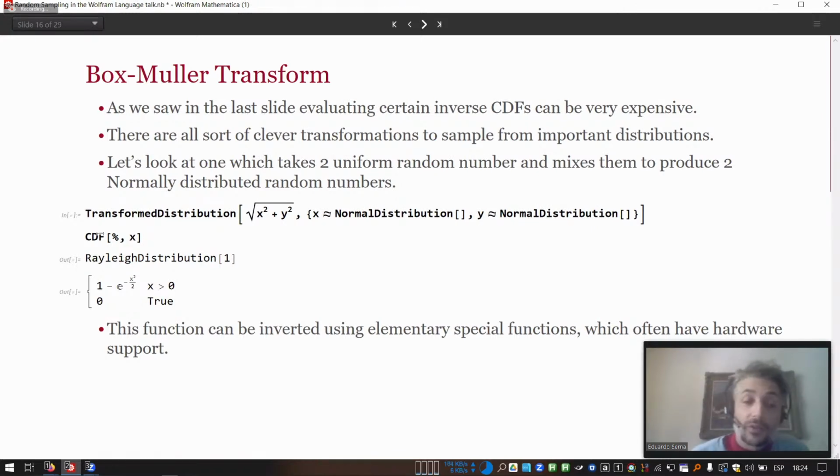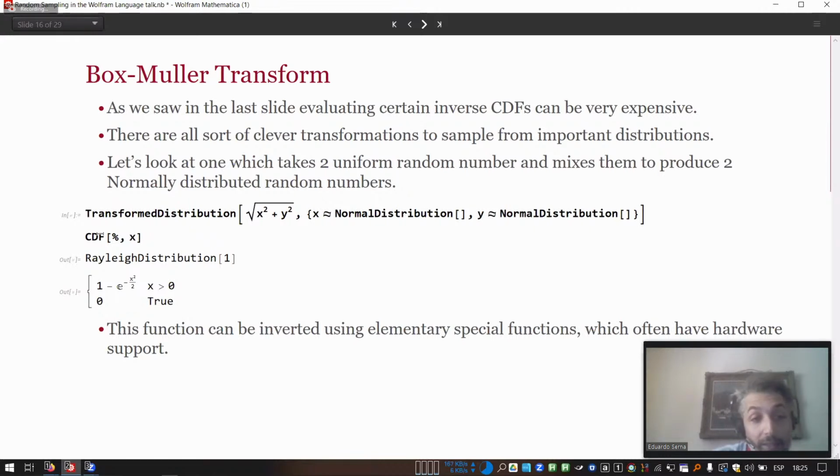However, there are all sorts of clever transformations to sample from important distributions, and I'm going to look at one called the Box-Muller transform, which is important because it's one of the most canonically used to sample from the normal distribution. And also, I chose it because it has a very clever trick, in my opinion, that is quite fun.